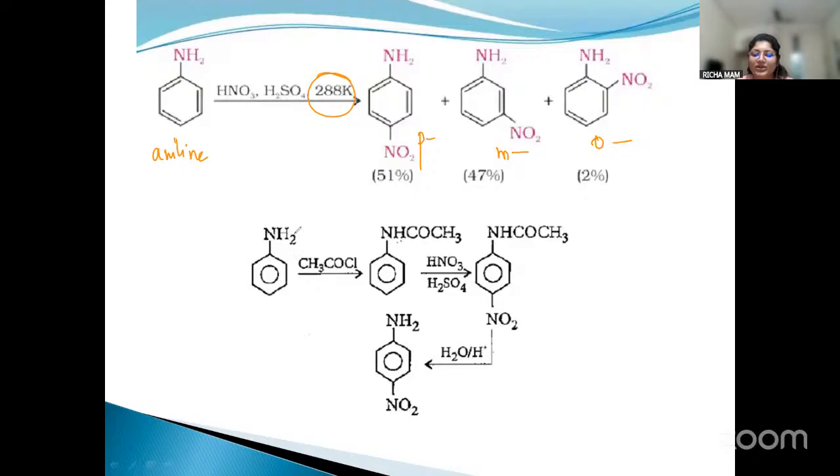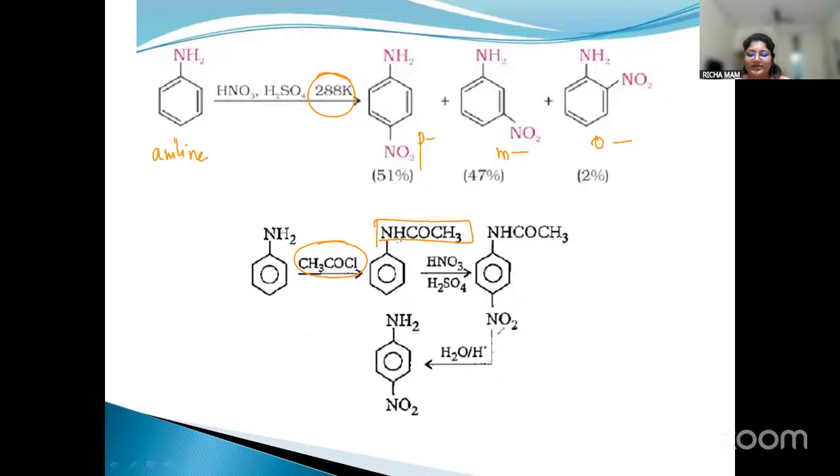But if I want a monosubstituted product, the first step again is acetylation. I have to acylate the group and protect my NH2. So first I protect it with an acyl group, taking acetyl chloride. So you will get NHCOCH3. Further, you do the nitration, which is carried out in the presence of HNO3 and H2SO4. What am I going to get? Para-nitro.